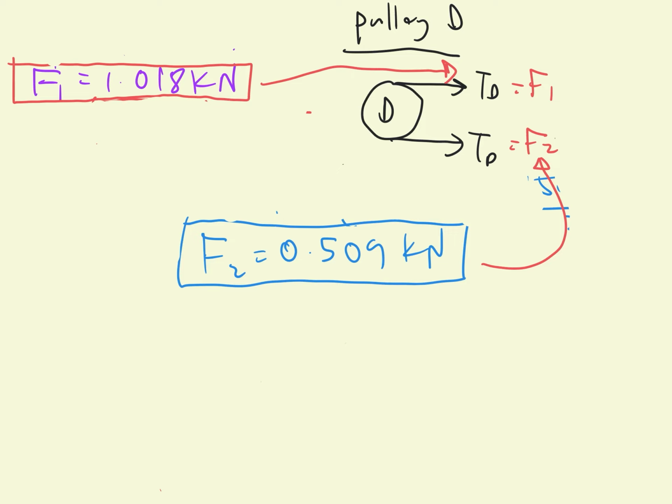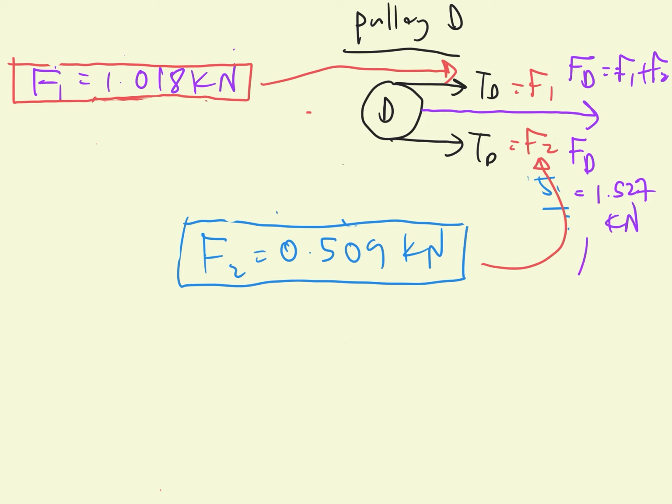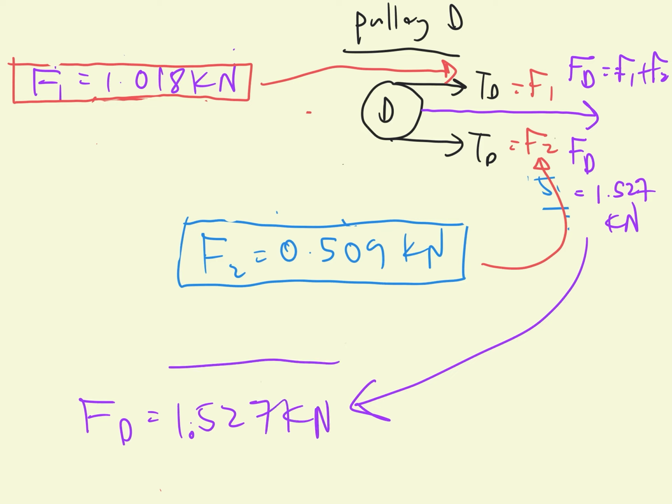So now the total force acting at pulley D, let's say FD, is equal to F1 plus F2. So FD will become around 1.527 kilonewton. So I write it back here. So FD is equal to 1.527 kilonewton. So again, what is this value FD for?